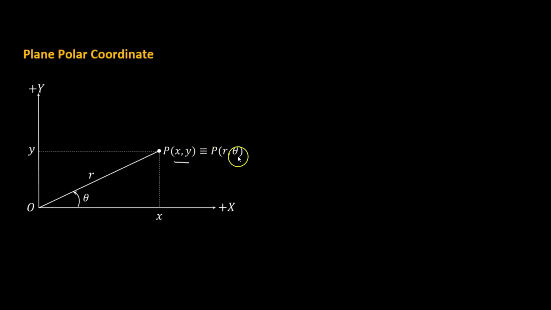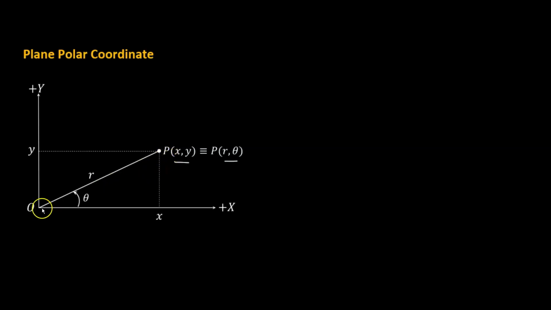Now we will be using two new parameters, which will be the radius r and the angle theta. So that will be the r theta in the plane polar coordinate system. Let's try to understand how we can determine the point's position in space.